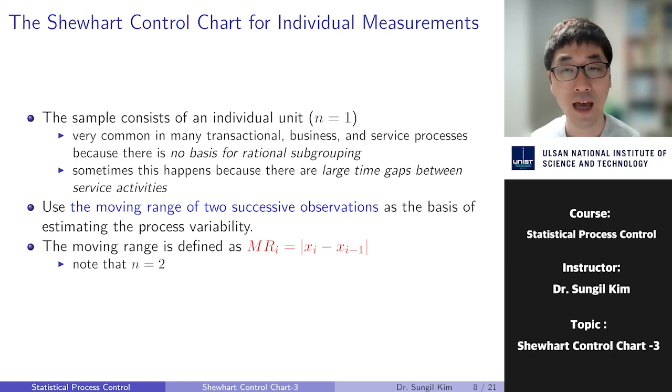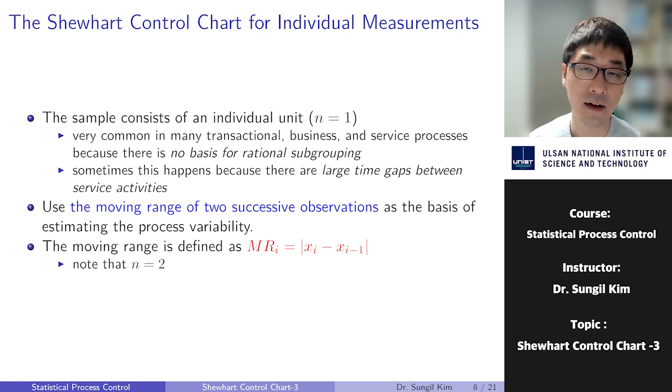So far, we have discussed control chart whose sample size is greater than 1 and established control chart based on sample statistics. What if sample size equals to 1? For the case, the short control chart for individual measurement was developed. Individual measurement are very common in many transactional business and service processes. Sometimes this happens because there are large time gaps between service activities.